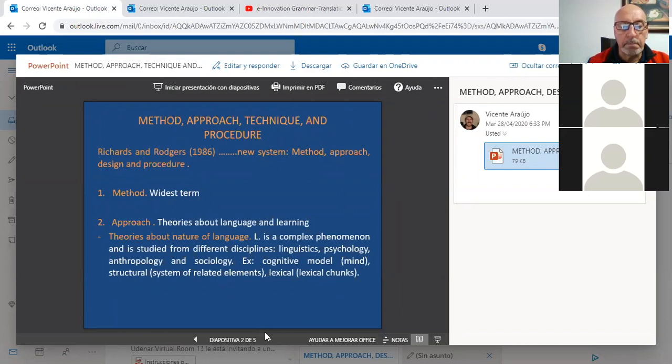Okay. Theories about the nature of language. Very important. That's included in an approach. So, approach is made up of theories about two things, language and learning.